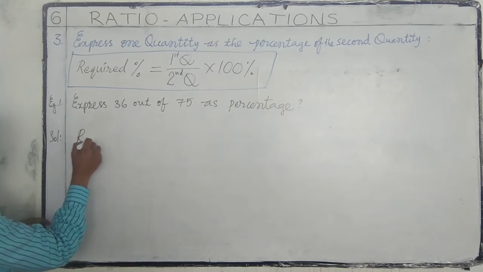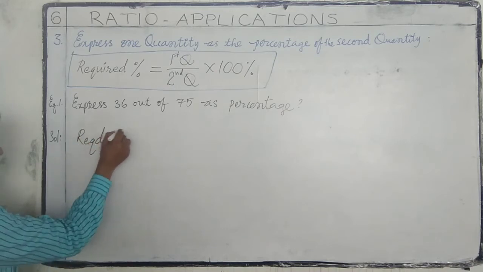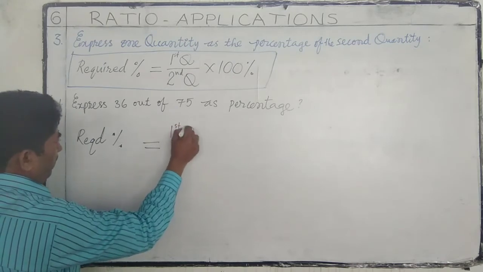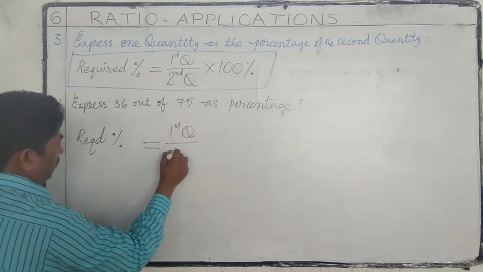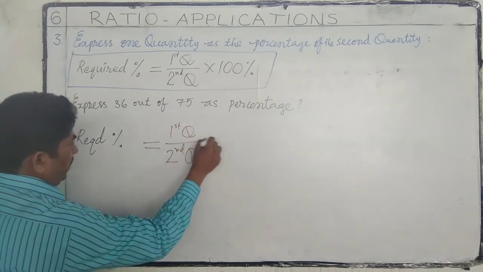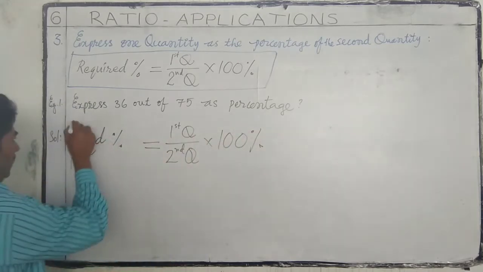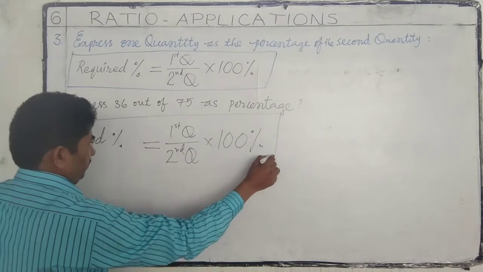Required percentage is equal to first quantity by second quantity into 100 percentage. This is the formula.